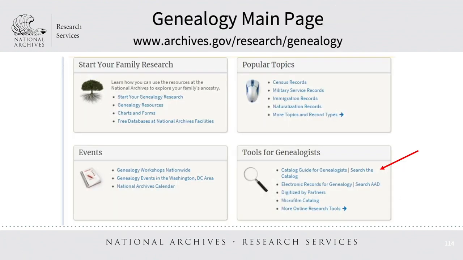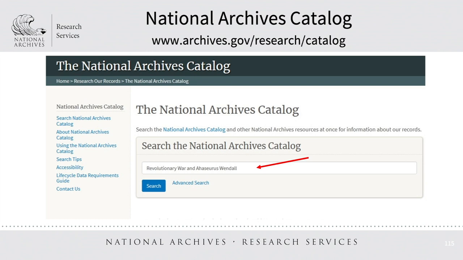Okay, so let's go into the catalog now and do a few sample searches. Now the catalog is the main place where you'll be able to find images of records. So click on the Search the Catalog link to get there. So I'm gonna search on someone I know of who was in the Revolutionary War and see if we can find a pension record for him.